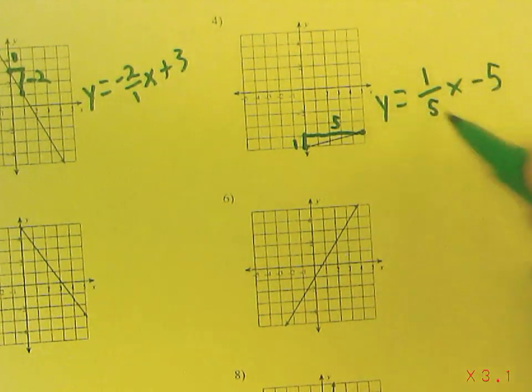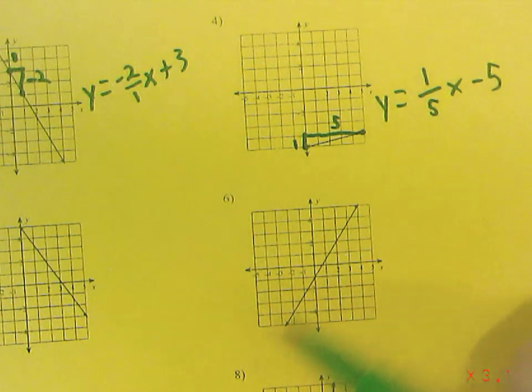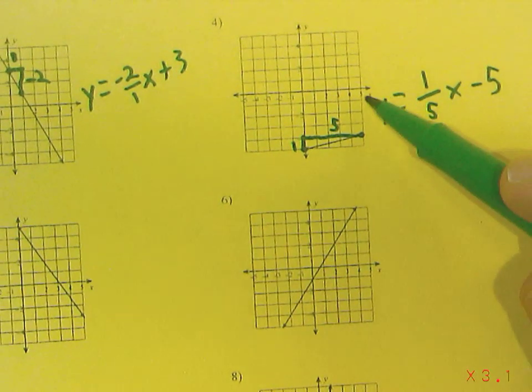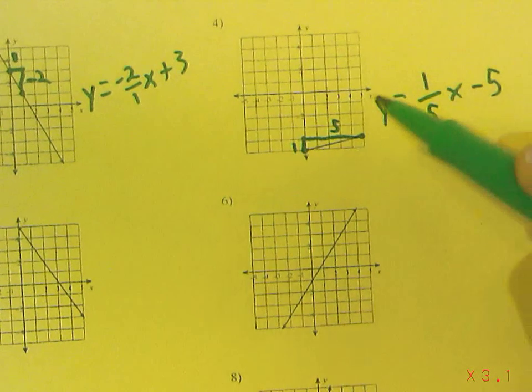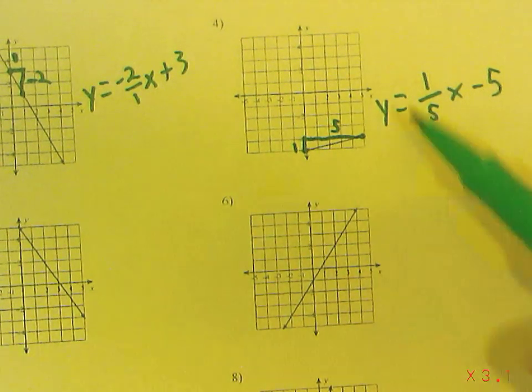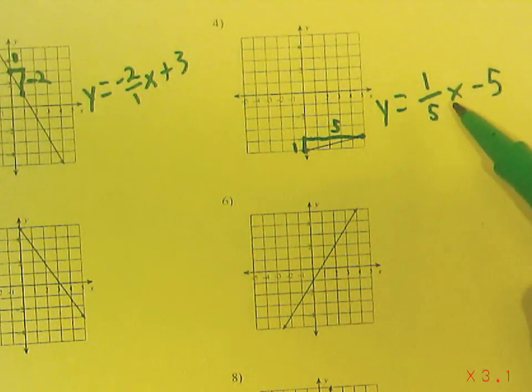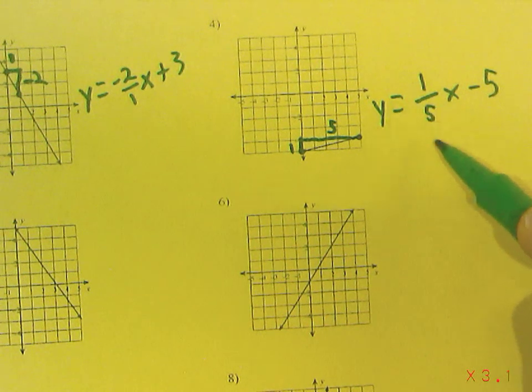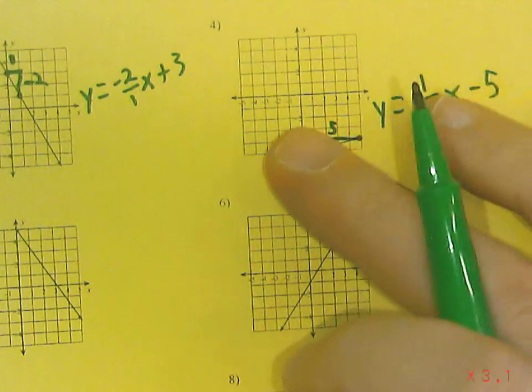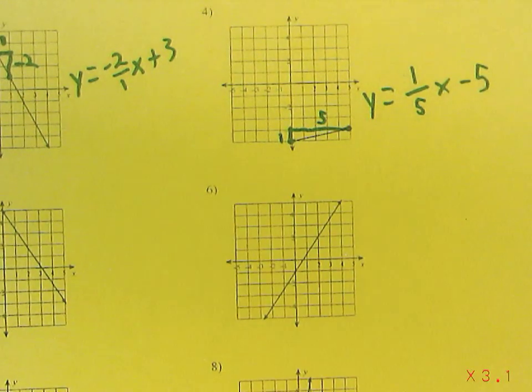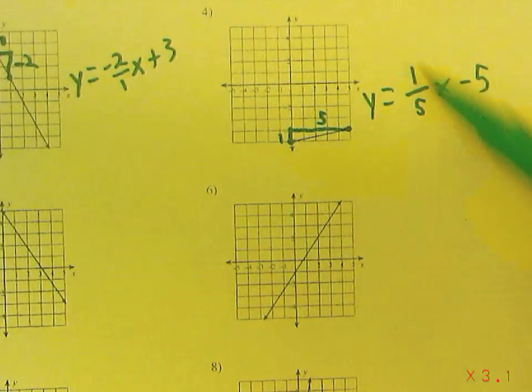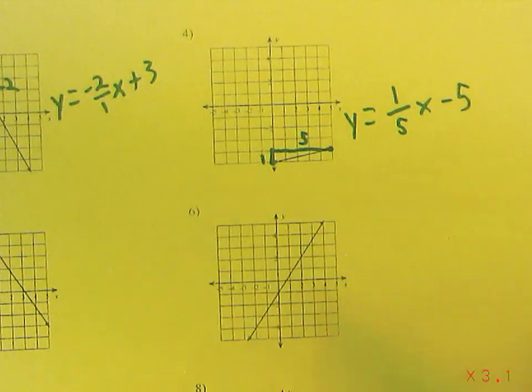So I could plug in any point, say I plug in 5 for x, and get my corresponding y value. So if I plug in 5, 5 times 1 over 5 would end up just being 1. 1 minus 5 is -4. That's where the y is at x equals 5. It's right there at -4. So that's the point on the line for this equation.